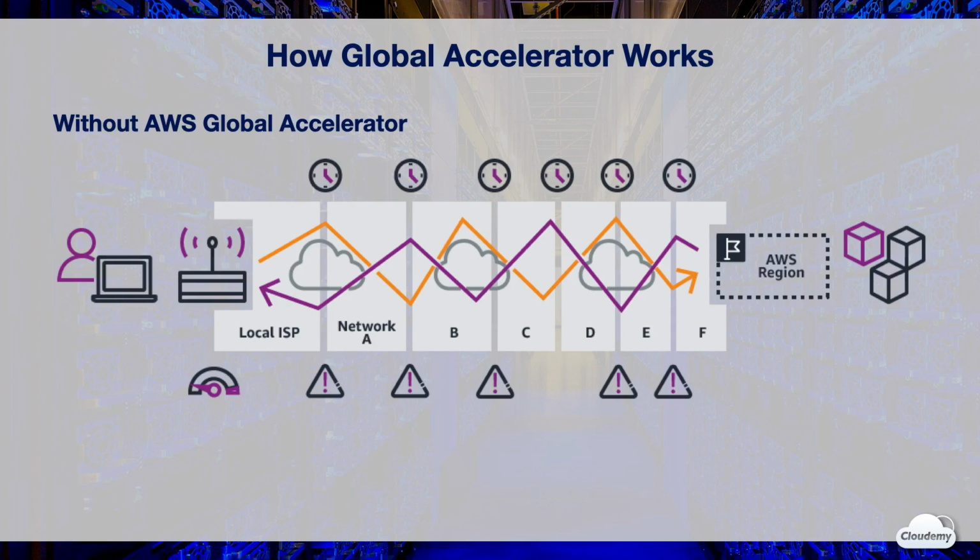There are many different networks between your users and the application endpoints. Without Global Accelerator, user requests need to travel through different networks before reaching the application. Routes between the application and users may be different each time, and the network performance is inconsistent. Each hop can impact the performance and can introduce risks.